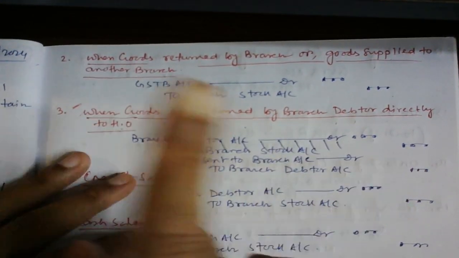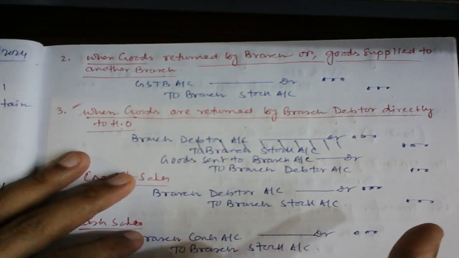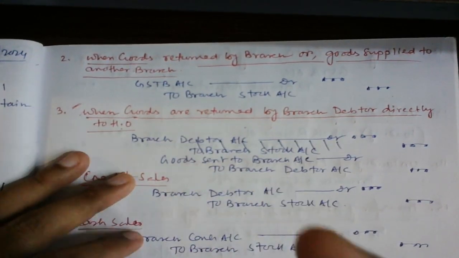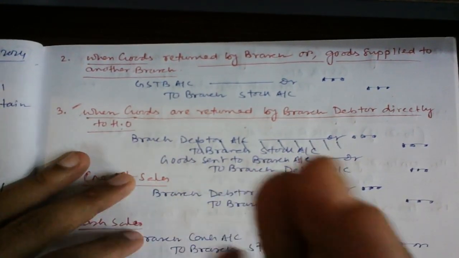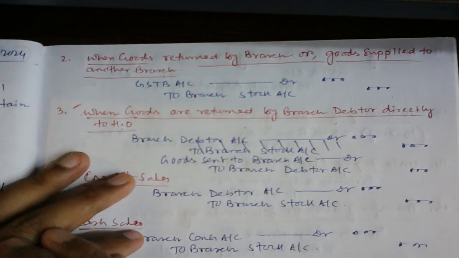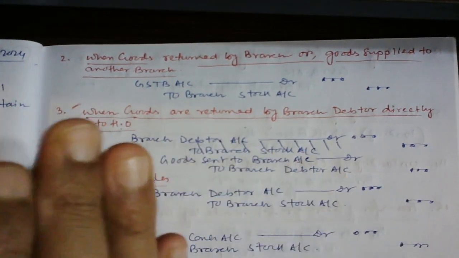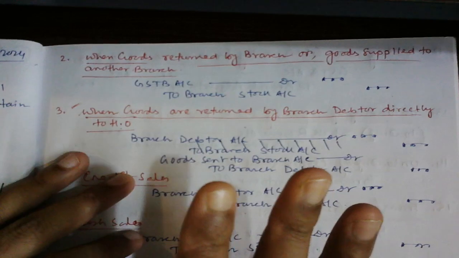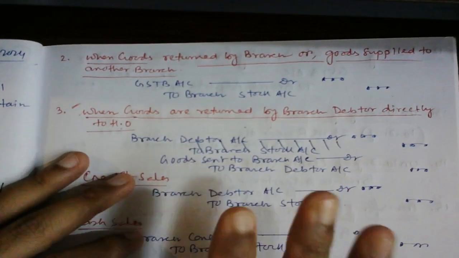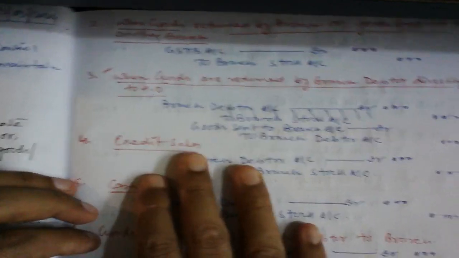When a sale happens, goods sent to branch is credited as a type of sale, as a nominal account. When goods are returned by the branch debtor, then definitely it should be debited as a sale return, because sale return is debited as sale is credited. Same thing. Correct. Now see, fourth, credit sale.